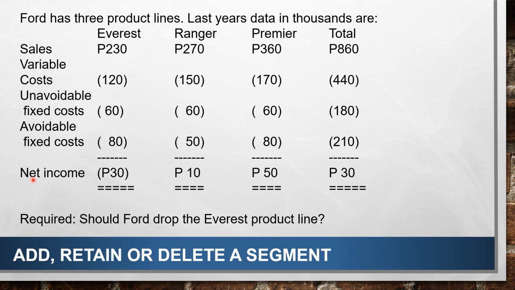So we have here our net income or loss. For the Everest product line, we incur a net loss of 30 in thousands. Ranger, we have 10 net income, Premier, 50, and a total of 30 for the whole company of Ford. Question: should Ford drop the Everest product line because it is negative? It is giving a net loss to the company. Would Ford be better off if it drops the Everest product line? Okay, so that is our question.